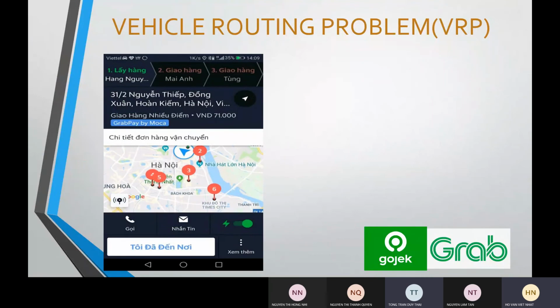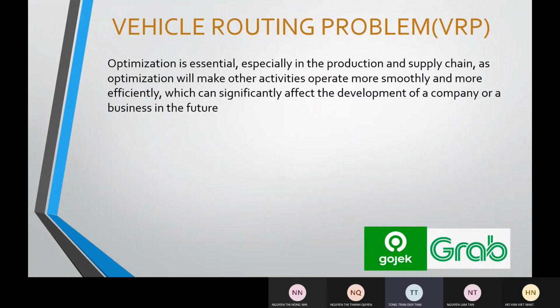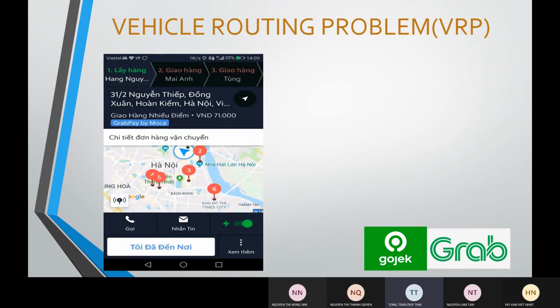This project is an example of the vehicle routing problem, VRP, which is one of the complex optimizations in operation and management of transport, distribution, and logistics. The goal is to find optimal routes for multiple means of transport for a set of pickups and deliveries. As you can see, the picture here is the Grab platform with the algorithm to optimize the destination for the driver with the shortest path.